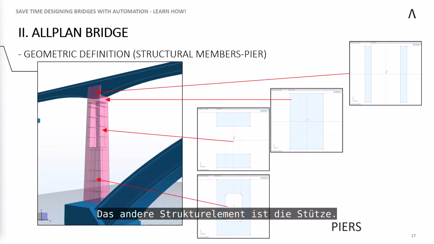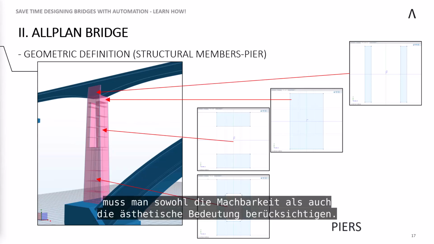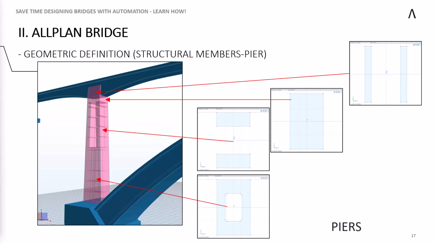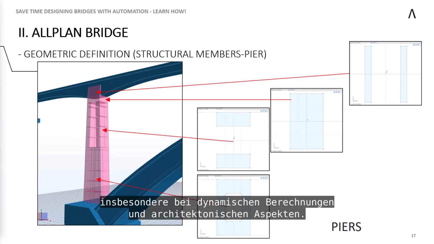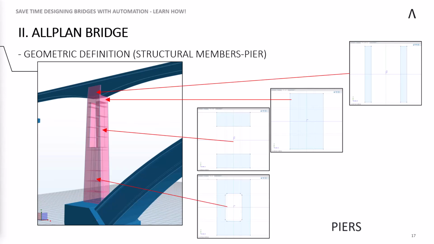Moving on, the other structure member is the pier. As you can see, the important element of the bridge is the pylons, which are 51 meters high. When designing such columns, it's necessary to consider both feasibility and aesthetic importance. This can lead to numerous iterations, especially in dynamic calculations and architectural concerns.